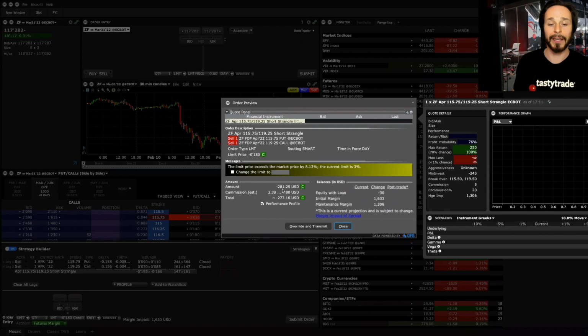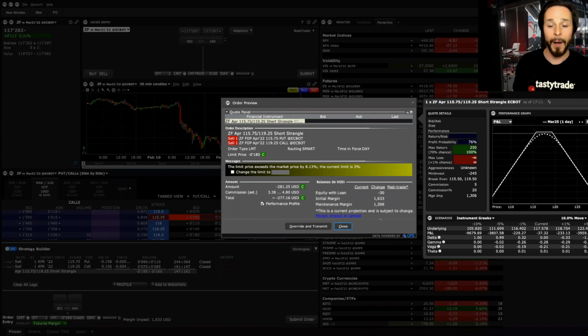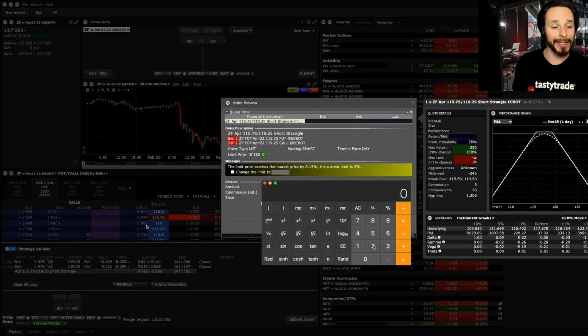So you can see here, my credit that I'm receiving is $281, and I'm putting up a buying power of 1,633 to start. So that's a fairly good return on capital. If I did 281 divided by 1633, that's around 17% return on my capital in a period of 41 days. So that's a pretty reasonable trade.